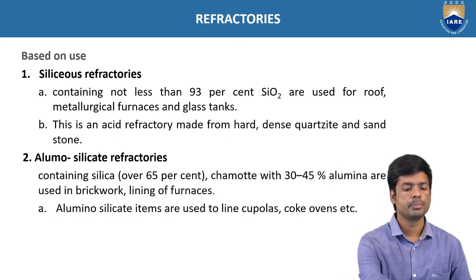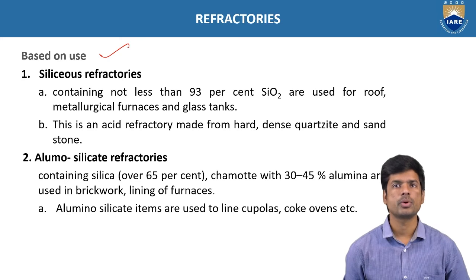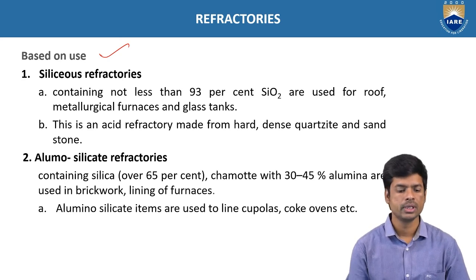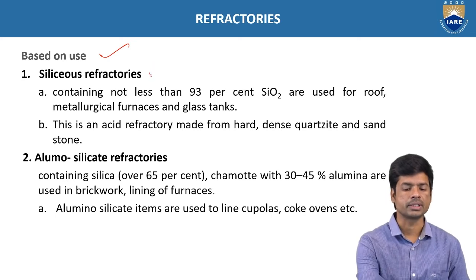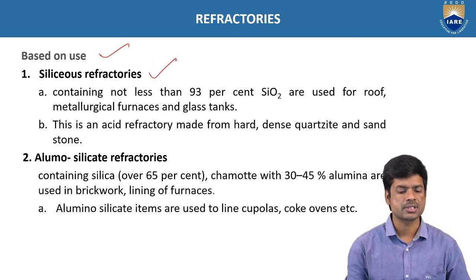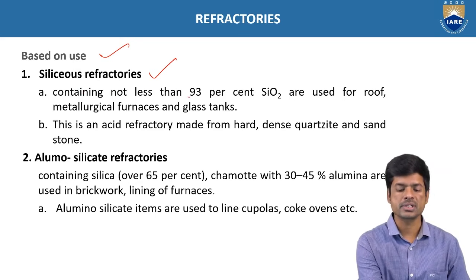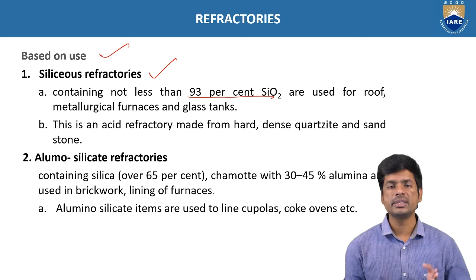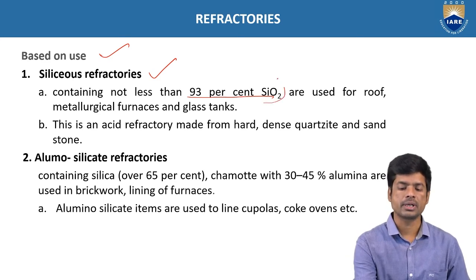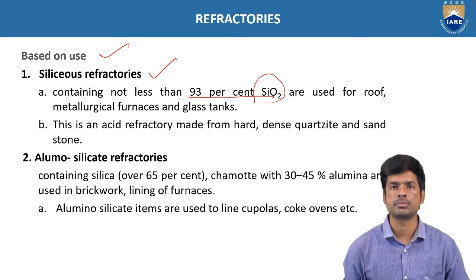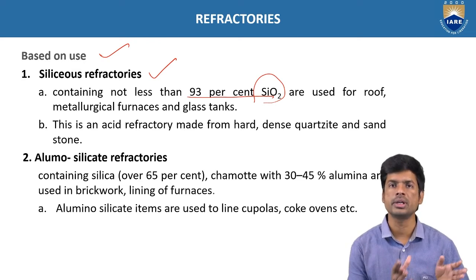Next one, based on use. Based upon the usage of the refractories, where we are going to use them and how we are going to use them. The first one is siliceous refractories. Siliceous refractories contain not less than 93% of SiO2. These siliceous refractories contain more than 93% silicon dioxide, so we have to maintain the silica percentage around 93% in that particular material.